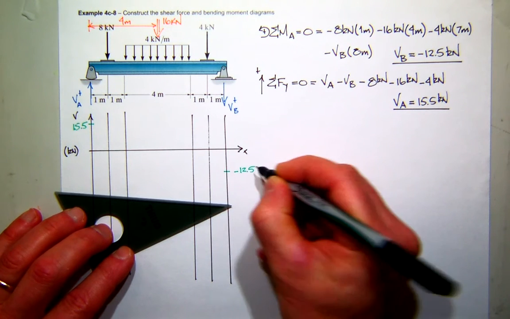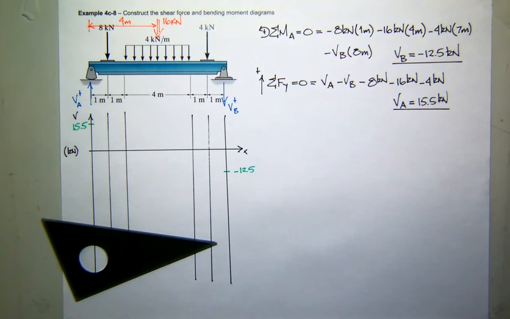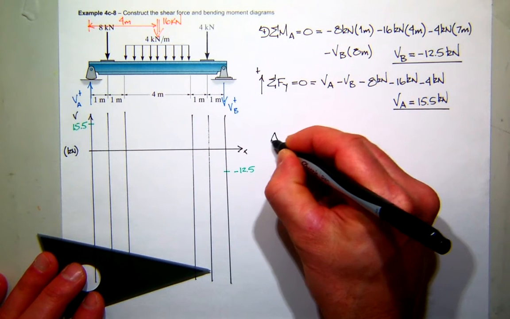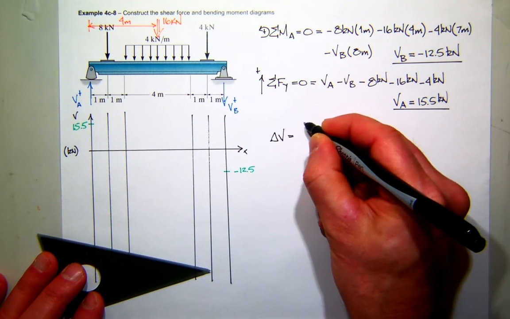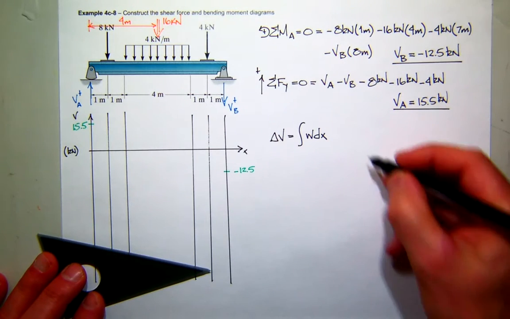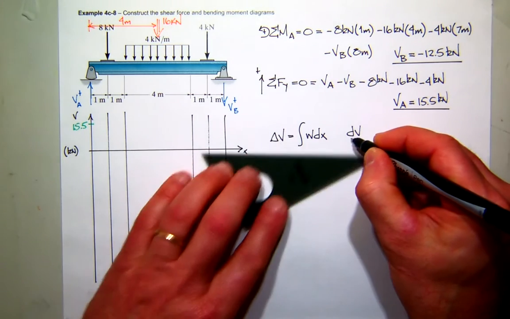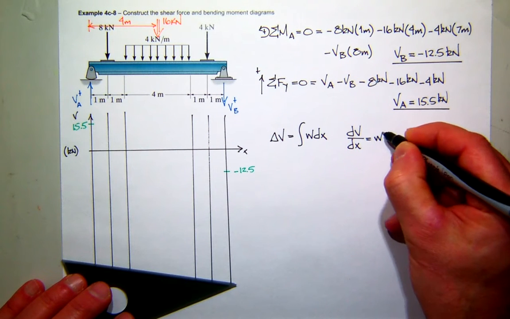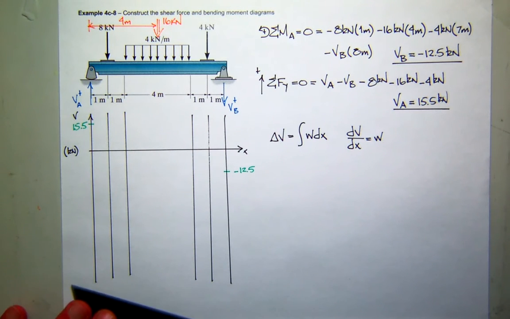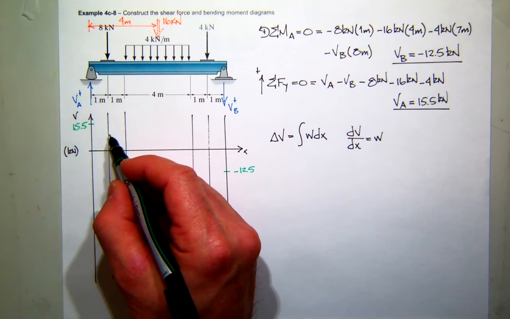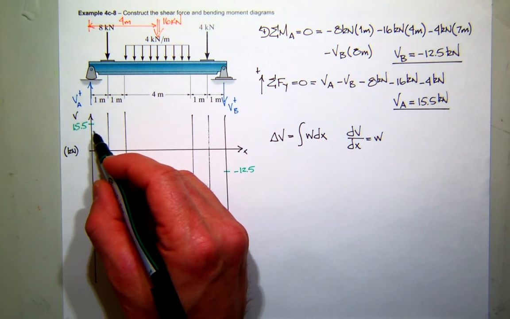12.5. So there's my start point and my end point. And let's make it work out. So I know the change in shear between any 2 points is the area under the load diagram, and that the slope of my shear diagram is given by the value of the load. So let's start with just this first little 1 meter segment.